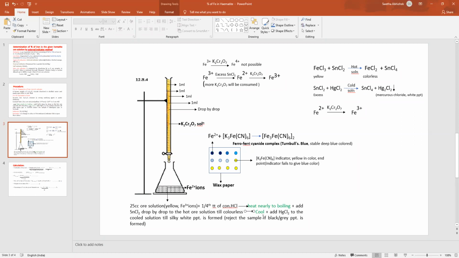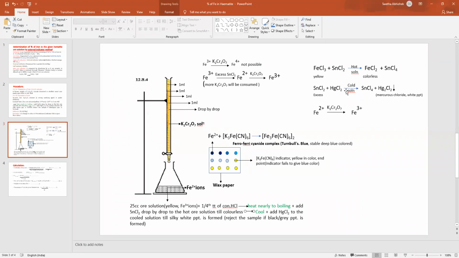Let me discuss why this mercury chloride is added. Just follow the second reaction which I have written. Suppose we added a drop of excess stannous chloride. While adding stannous chloride, if you added a drop excess, that excess of stannous chloride should be removed from the reaction mixture. To remove this reducing agent, we are adding mercury chloride, which is an oxidizing agent in cold condition. Stannous chloride is a reducing agent which can be removed by adding mercury chloride, an oxidizing agent in cold condition. Therefore, before adding mercury chloride, you should cool the reaction mixture.